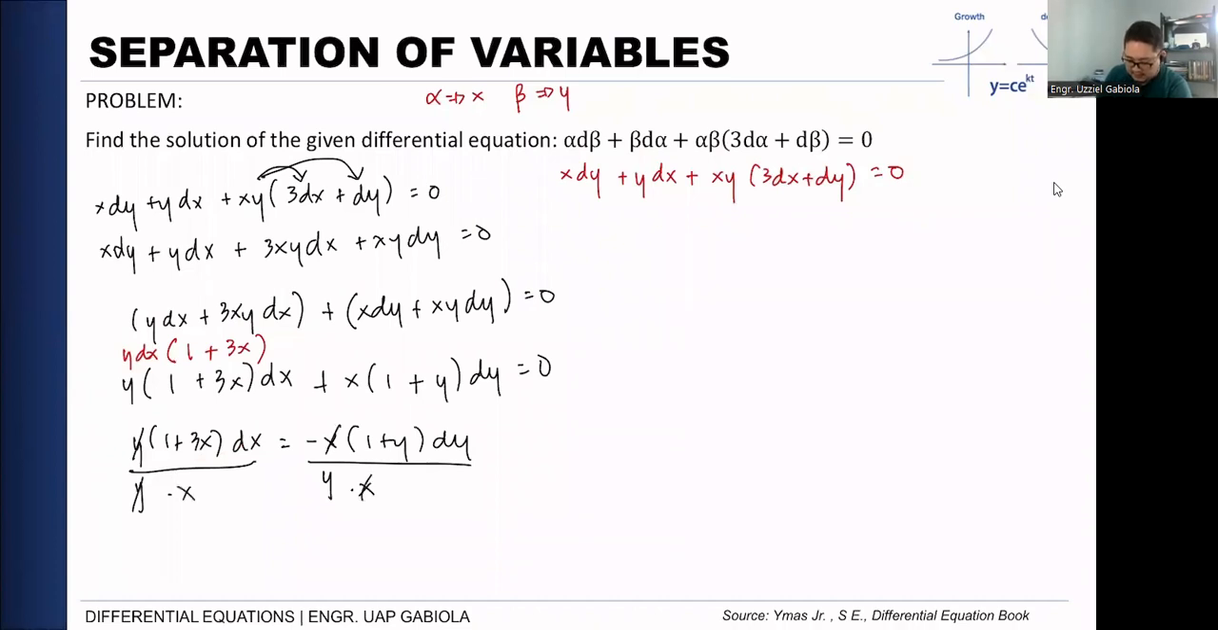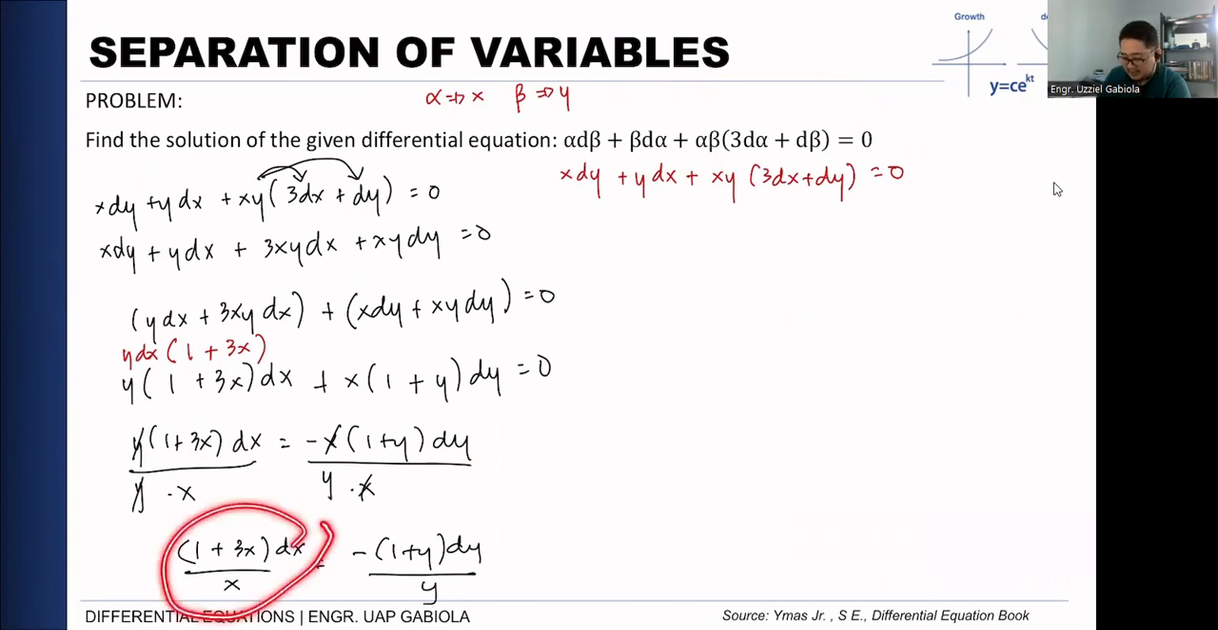Okay? Now, pag simplify natin, this will be 1 plus 3x dx over x equals to negative 1 plus y dy over y. So, separated na ba yung variables natin? Yes, sir. Yung lahat ng may x, magkakasama na. Lahat ng may y, magkakasama na. So, separable pala siya. Pwede natin i-solve. Once we have that, we can perform integration na.